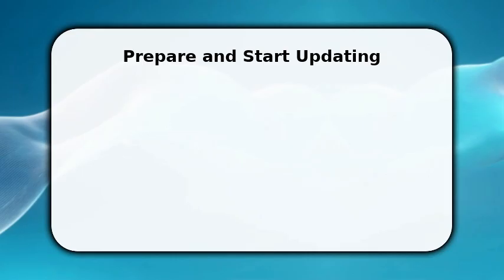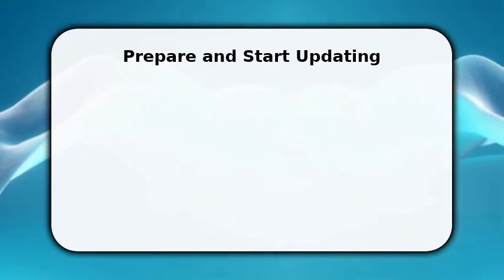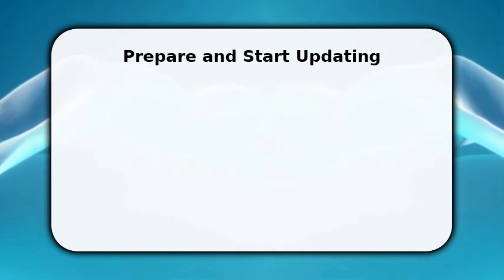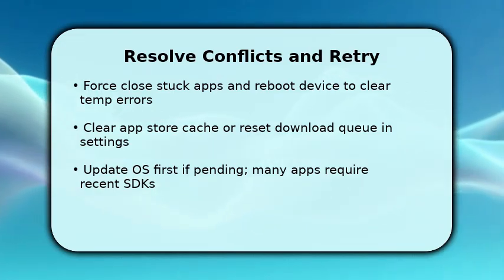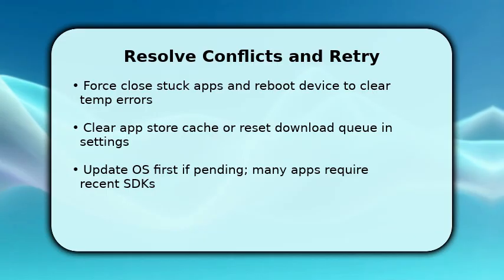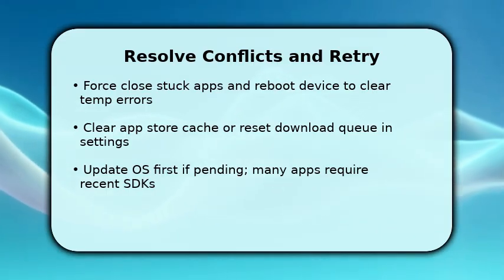Now open the App Store, go to Updates, and start installing the oldest stalled app first, so dependencies update in correct order. You'll handle the trickier middle steps that often block updates. Force close any apps that are stuck and reboot the device to clear temporary locks. This resolves many permission and file handle conflicts.